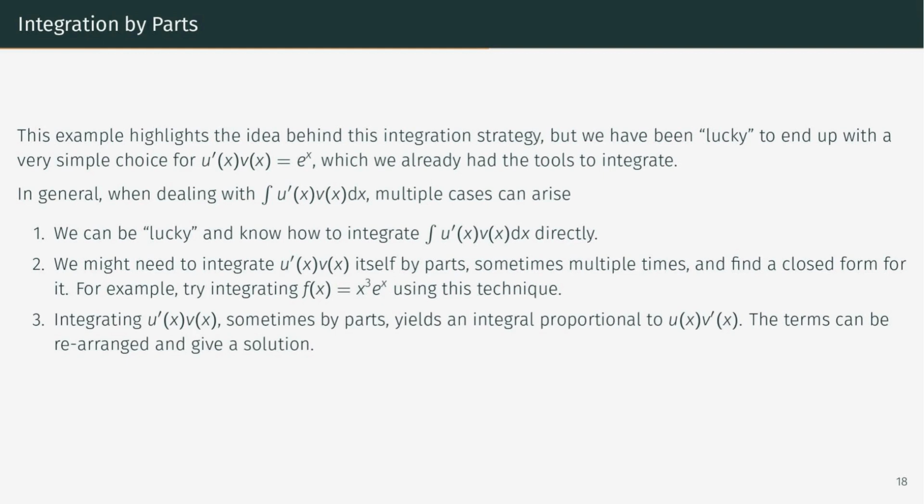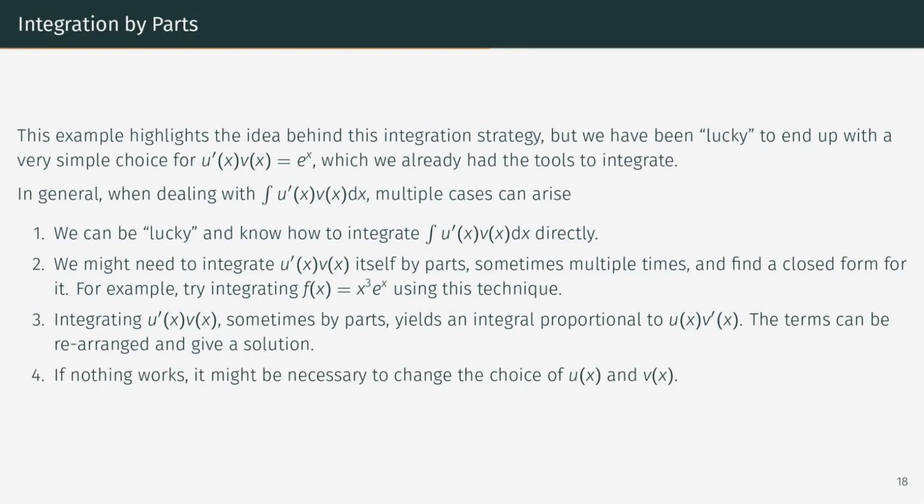Third, integrating u prime of x times v of x, sometimes by parts, yields an integral proportional to u of x times v prime of x. The terms can then be rearranged in order to give a solution. Fourth, if nothing else works, changing your choice of u of x and v of x might be necessary.